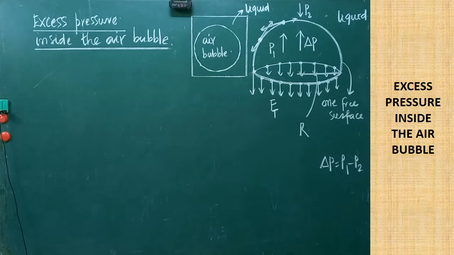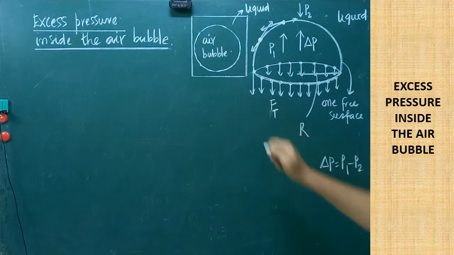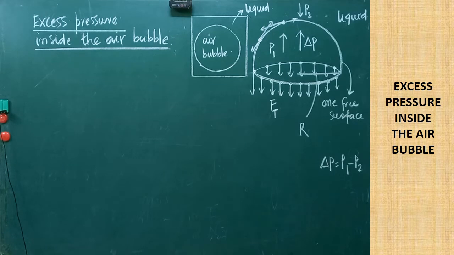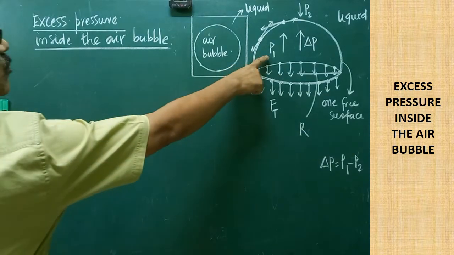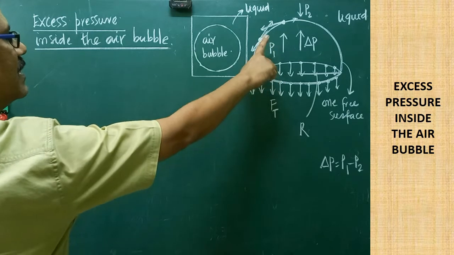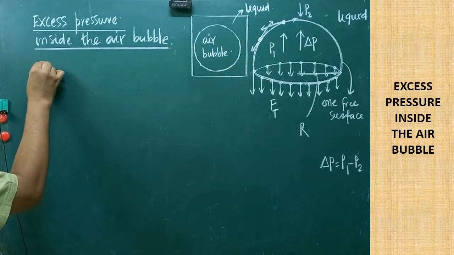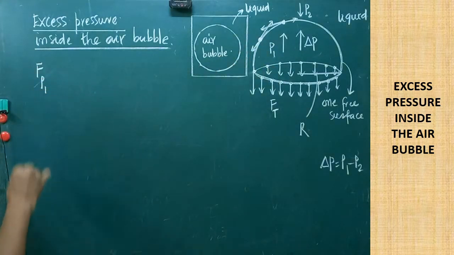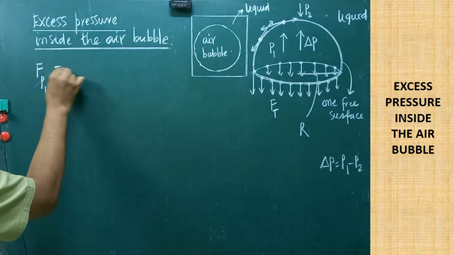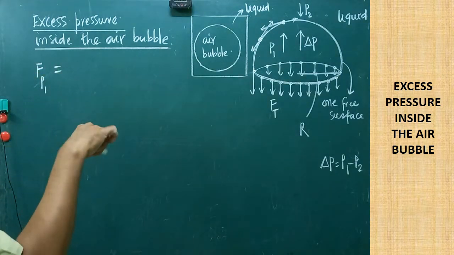Are you clear? Now we are going to see how many forces are acting on the air bubble. That is our next aim. Look here, one pressure is acting inside. P1 is acting inside. So one force is due to P1, acting from inside. Are you clear? That one will be equal to the sum of the other two forces.